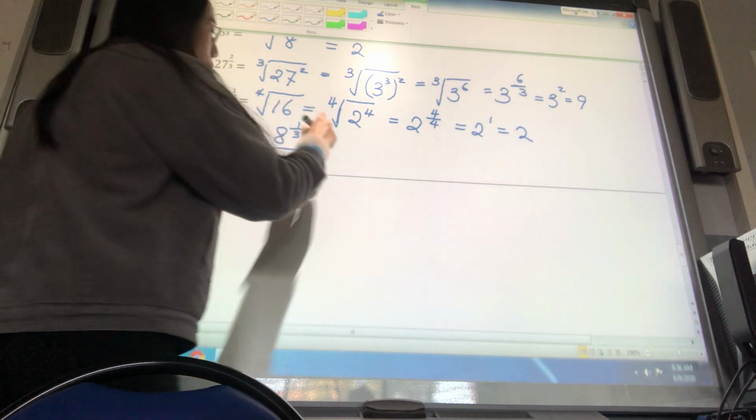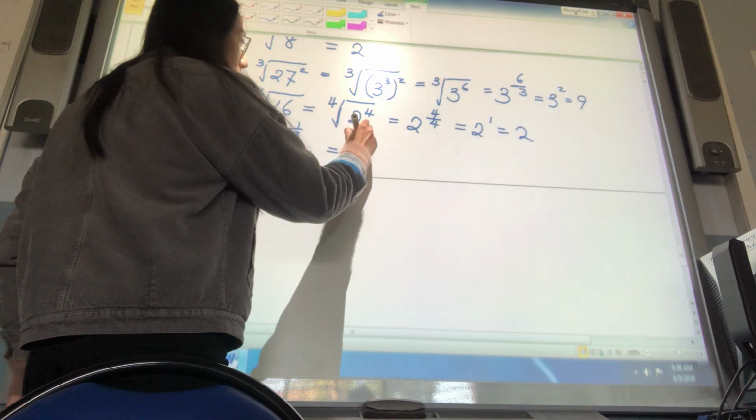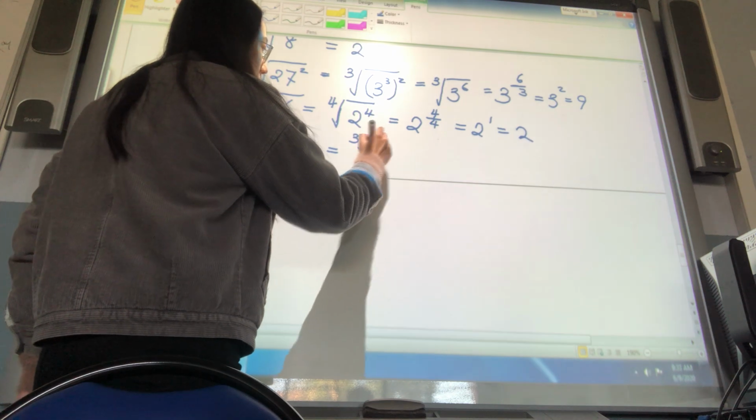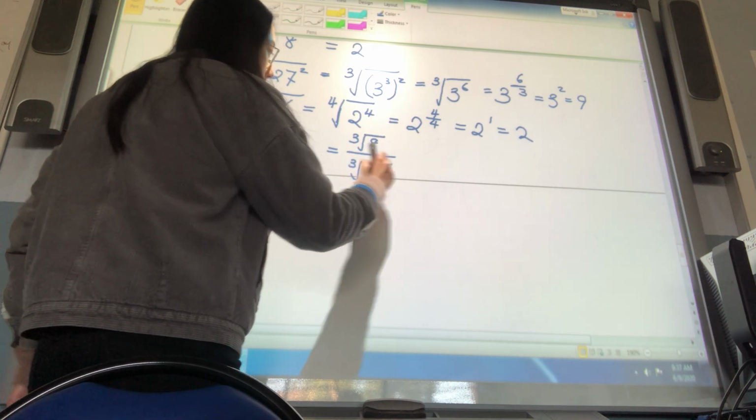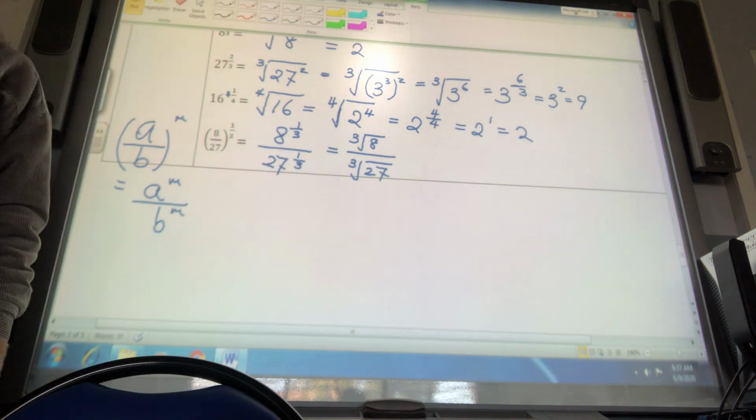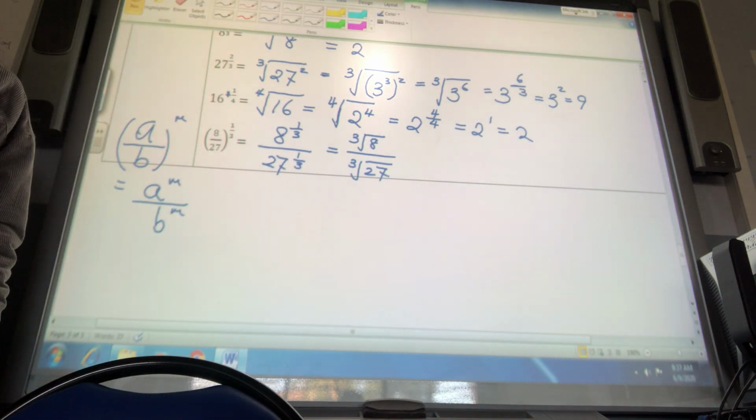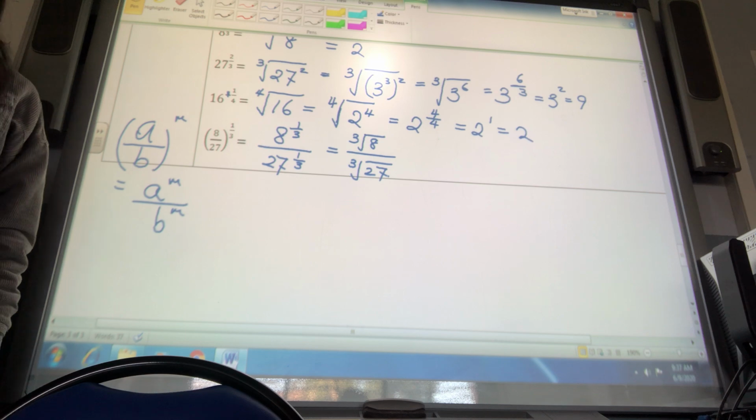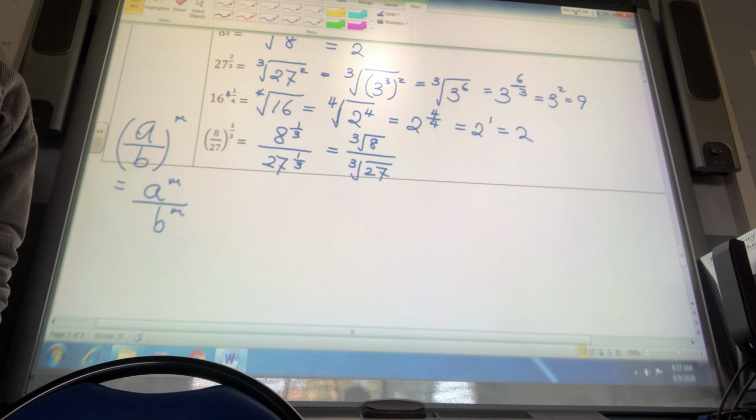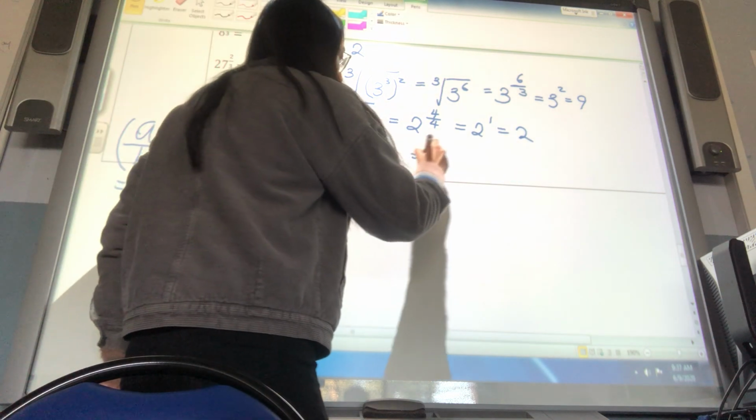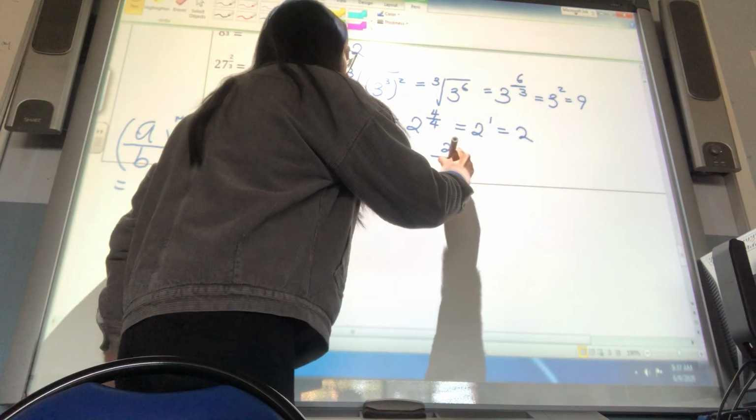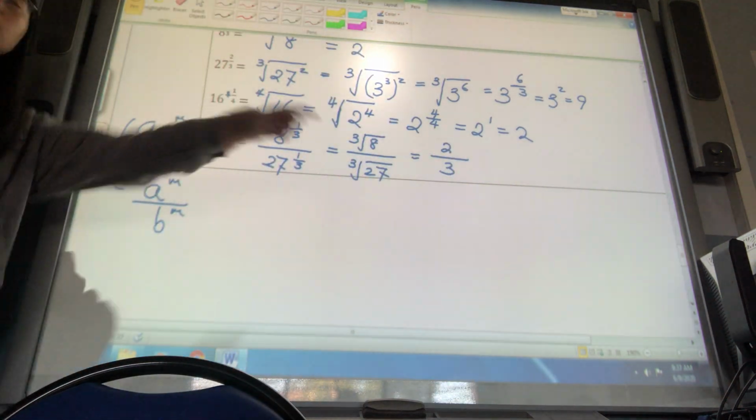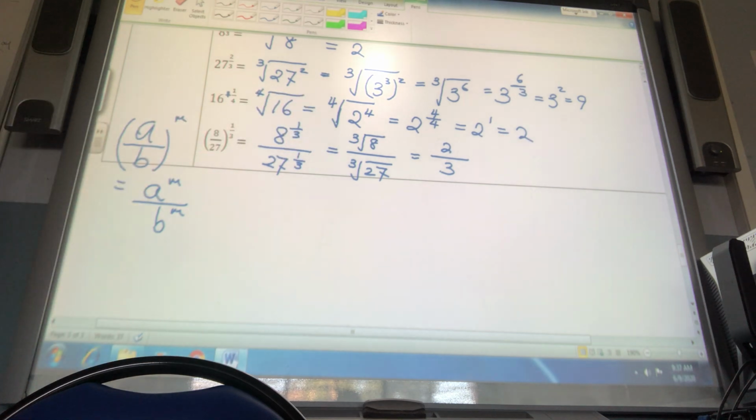So this is equal to, on the top you have the cube root of 8, on the bottom you have the cube root of 27. Right? I'm just rewriting the indices into surds. Next, what's the cube root of 8? That's 2. What is the cube root of 27? 3. So you can actually simplify this to just 2 over 3. Yes?